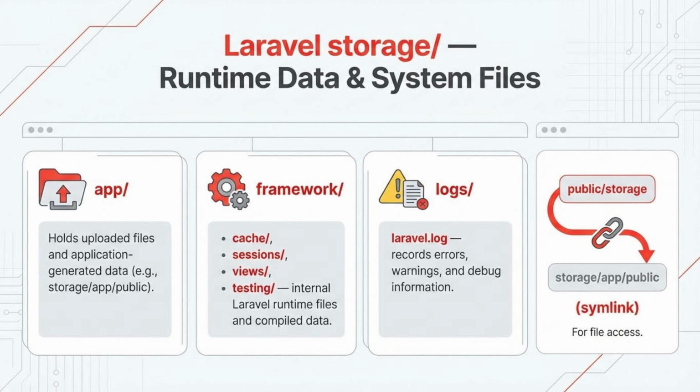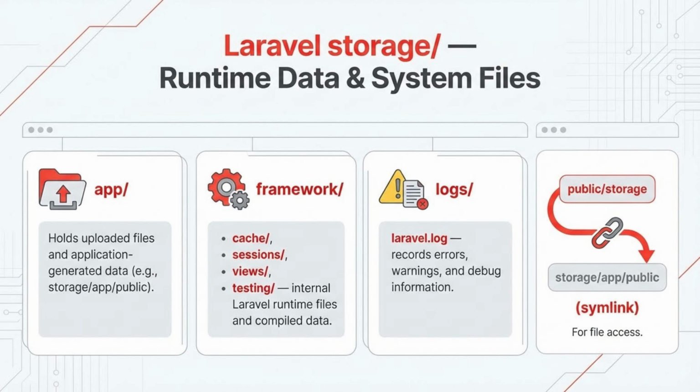Next is the storage/framework folder, which holds the internal runtime files that Laravel uses to operate efficiently. This includes cached routes, cached configuration, compiled Blade templates, session data, and testing information. All of these files help the framework run faster by reducing repeated processing. Then there's the storage/logs directory, where Laravel records error messages, warnings, debugging details, and anything your app needs to track for troubleshooting. The most common file here is laravel.log, which becomes an essential tool when diagnosing issues in your project.